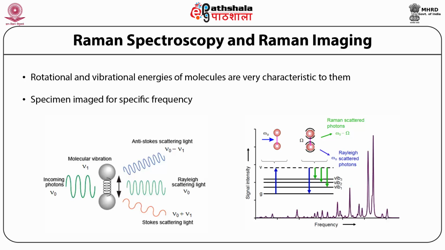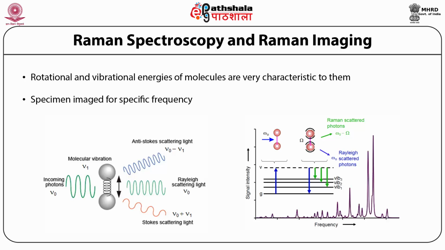And through energy level diagrams, if you want to understand it, you have a ground state, and the incident light takes the molecule to some virtual state V, from where the molecules can end up back in the ground state, or can end up in one or the other vibrational state, and this is the case for the Stokes scattered light.